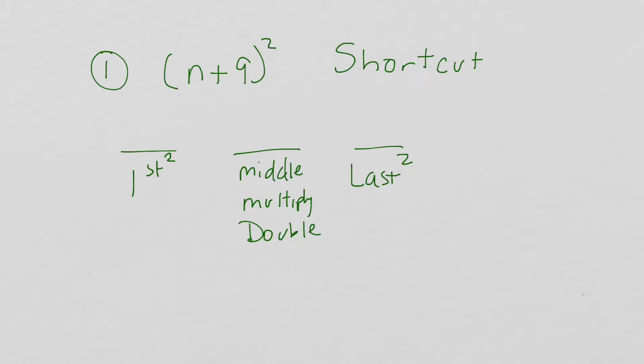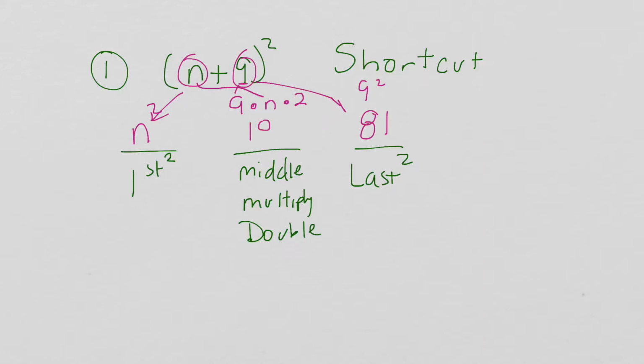So what we're going to do is take our first term and square it. And we're going to take our last term and square it. And then for our middle term, we're going to take the 9 times n and then times 2. So the 9 came from here, the n came from inside the parentheses, and then we're going to double it, which gives us 18n. So our product would be n squared plus 18n plus 81.